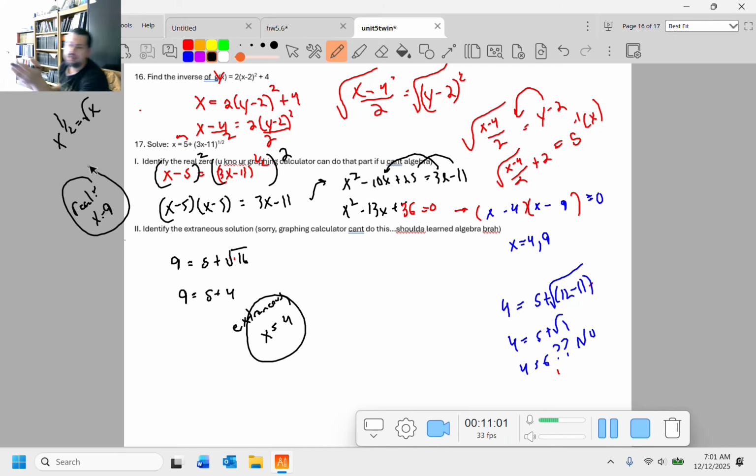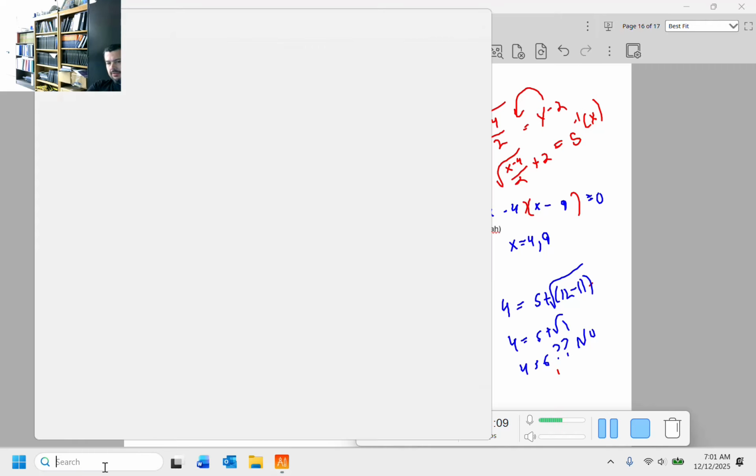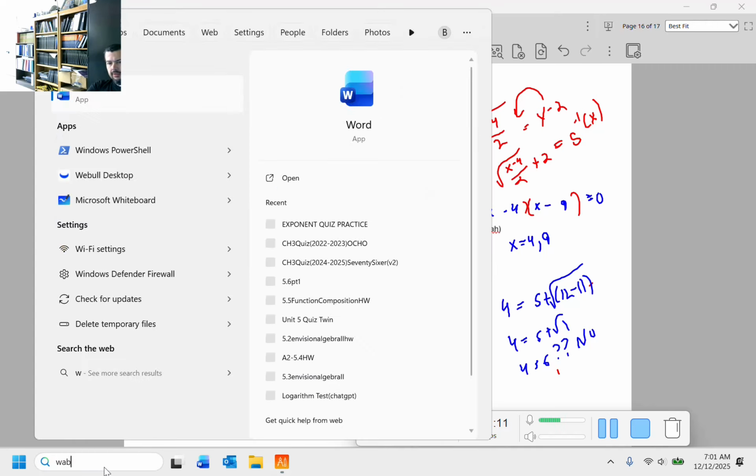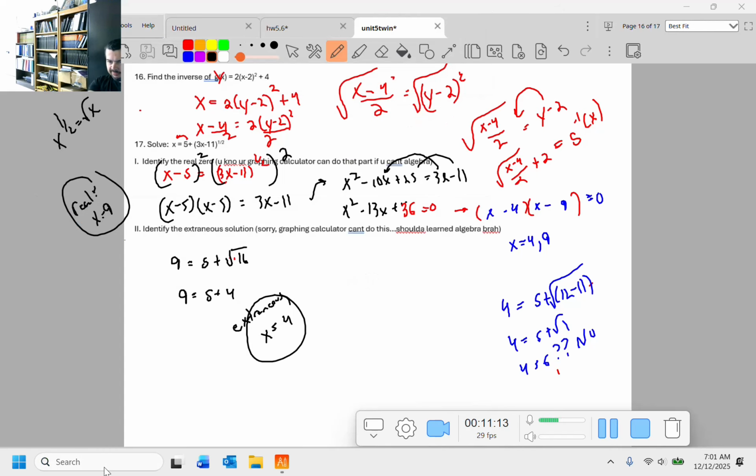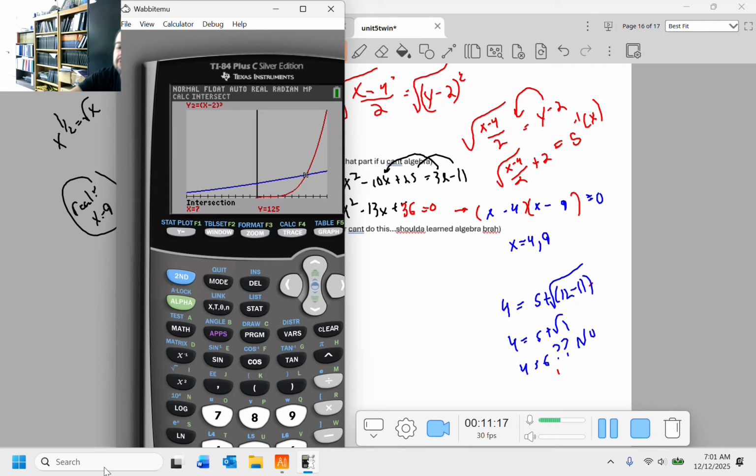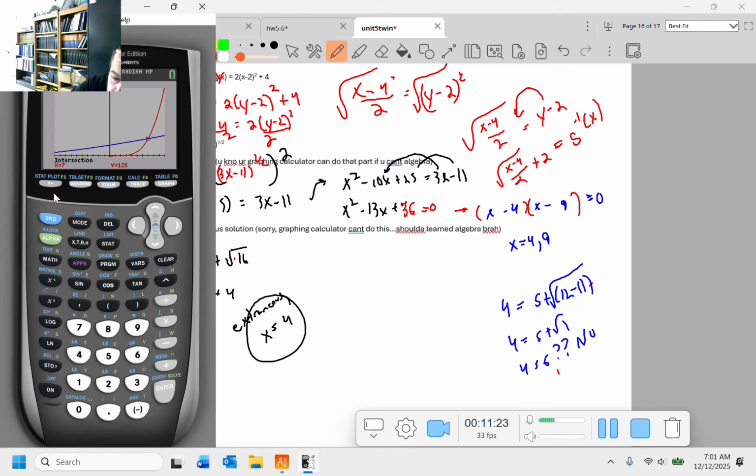Now, I mentioned that you can do part 1 in a calculator if you can't do algebra. Of course, the whole point of this class, though, is to kind of learn how to do algebra, right? I think so. Honestly, the whole point of this class is to make sure that you learn enough algebra to do well in college algebra. That's kind of what the goal is, kids.